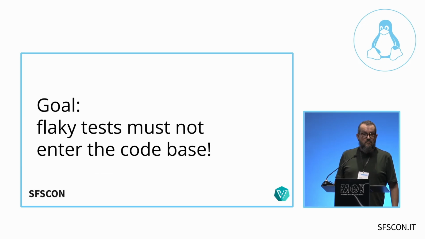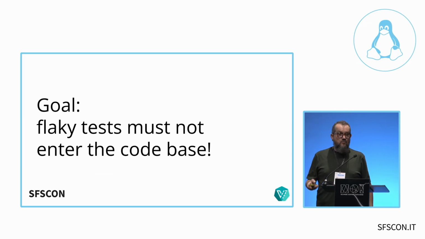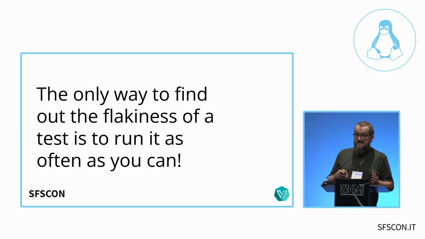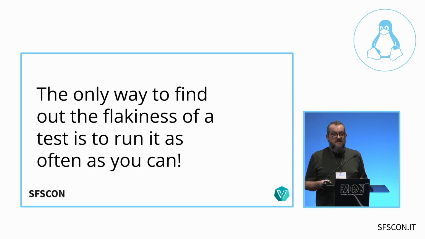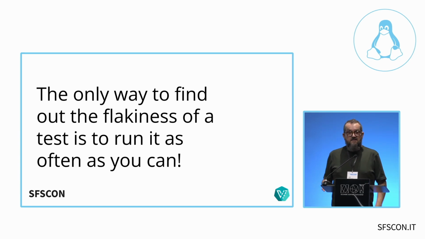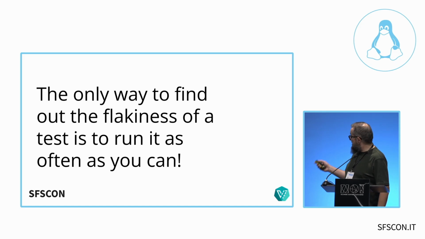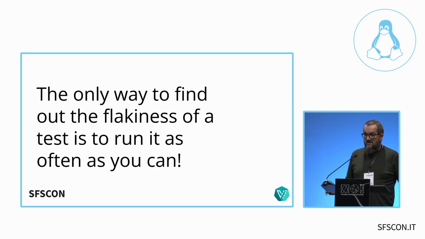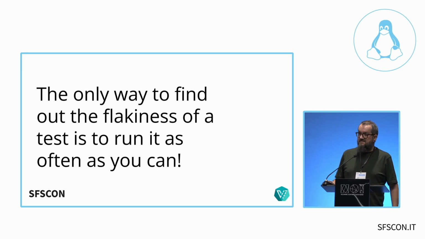So the goal that we want to achieve is we don't want flaky tests to enter the code base. And the only way to find out the flakiness of a test is to run it as often as you can. Otherwise, you will not know. Because this meta survey that I talked about is basically saying that there is an 88% chance with 5 runs that you can find a flaky test. But you can also have tests that might be flaky only once in 10,000 runs. So you need to run it.